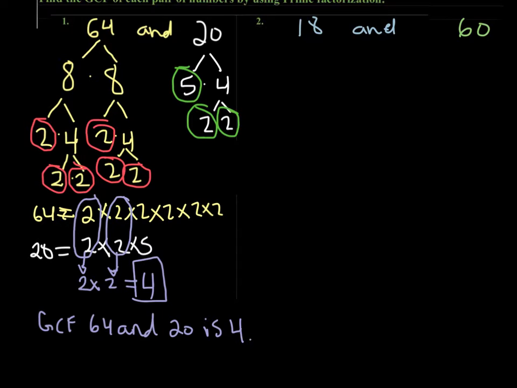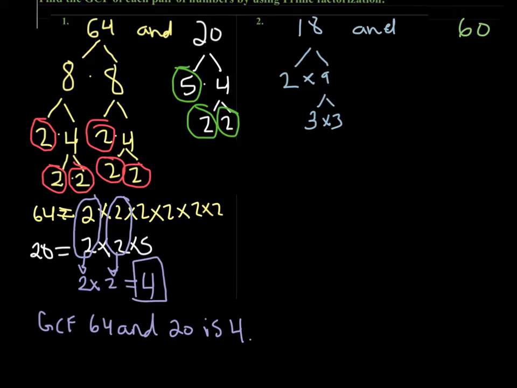So step number 1, make a factor tree. Two numbers multiplied to be 18 is 2 times 9. You can use 6 times 3 if you like. Anything will work. We just saw 2 is a prime number, so we can stop. Go to 9. 9 is not a prime number, so we can say that's 3 times 3. And 3 is a prime number, so we can stop.